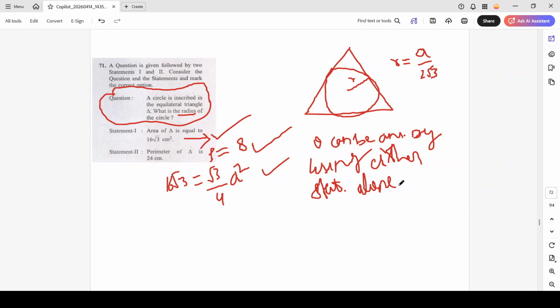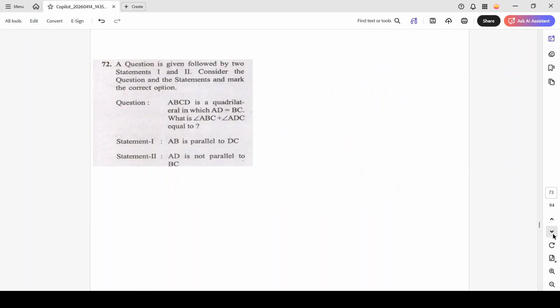Now move on to the next question. Question number 72. What does it say? ABCD is a quadrilateral in which AD is equal to BC. This is saying that there is a quadrilateral ABCD, A, B, C and D. And what have we been given? This AD is equal to BC.